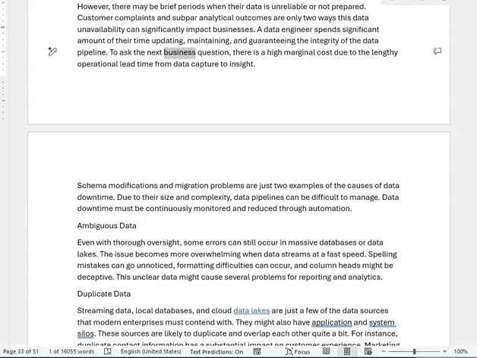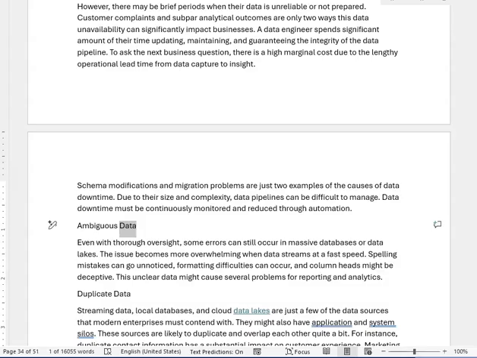To ask the next business question, there is a high marginal cost due to the lengthy operational lead time from data capture to insight. Schema modifications and migration problems are just two examples of the causes of data downtime. Due to their size and complexity, data pipelines can be difficult to manage. Data downtime must be continuously monitored and reduced through automation.